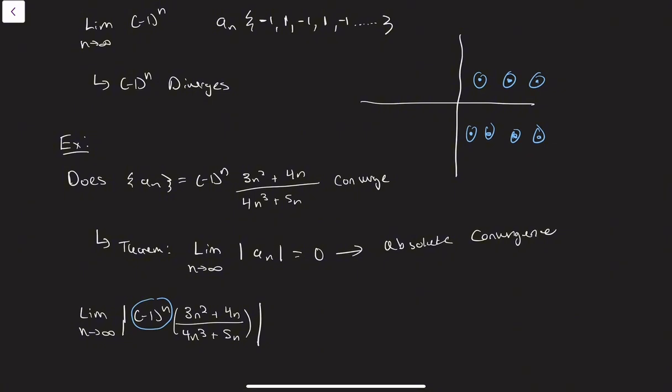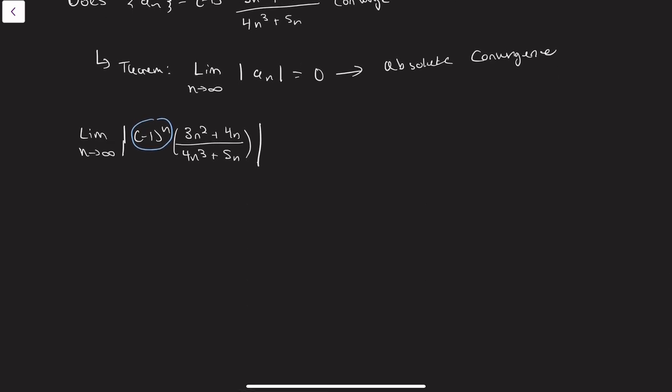So the absolute value of this term is always going to be equivalent to 1. It doesn't change. It's not a variable of anything. It doesn't change regardless of your n value. So we can actually remove this from the limit. We can just say that it's equal to 1. So limit as n approaches infinity of 1 times 3n squared plus 4n all over 4n cubed plus 5n. We have this absolute value sign.